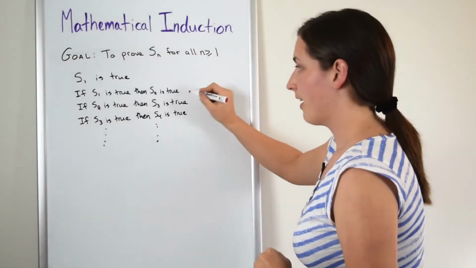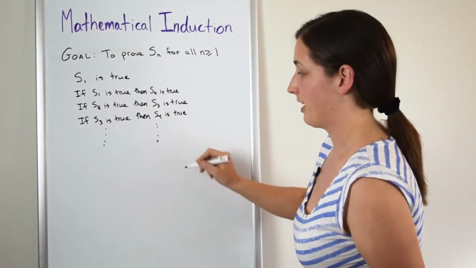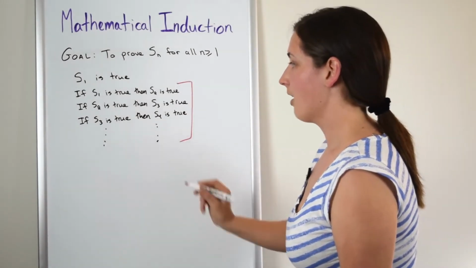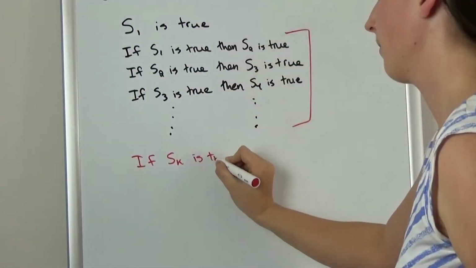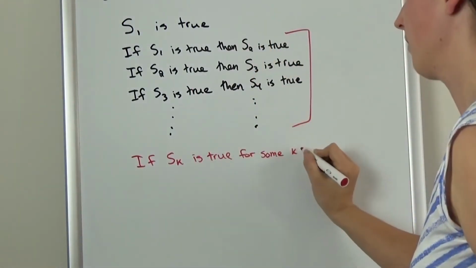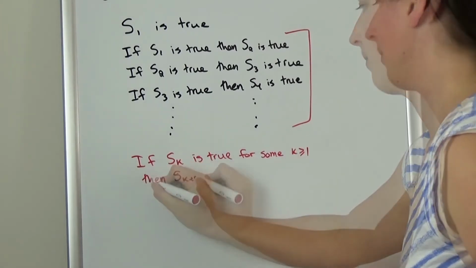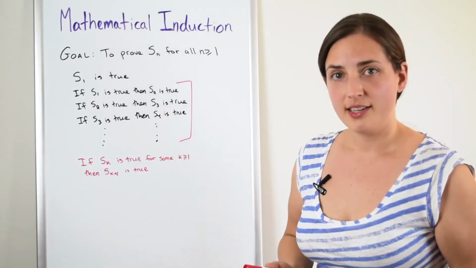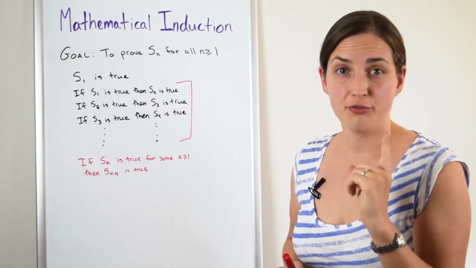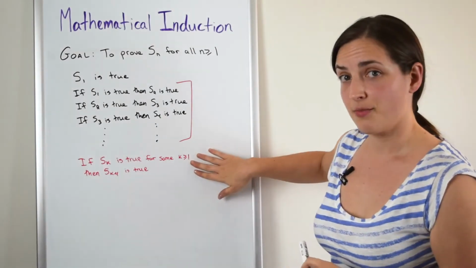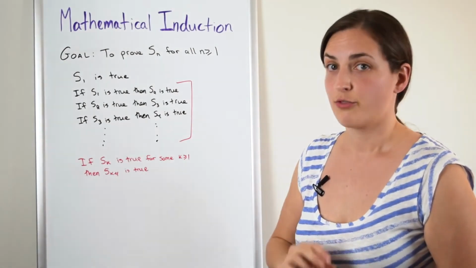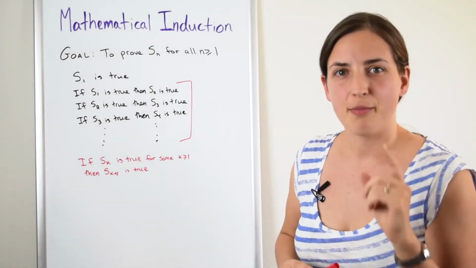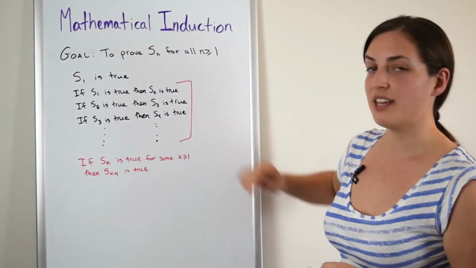So instead of doing this many times, in fact, we'd have to keep on going to infinity, what we're going to do is replace this entire block by a single statement. If Sk is true for some k bigger than or equal to 1, then Sk plus 1 is true. Isn't that great? I can do this once. If I prove to you this statement in red, if Sk is true for some k, then Sk plus 1 must be true, what you get from that one statement is all of these statements.